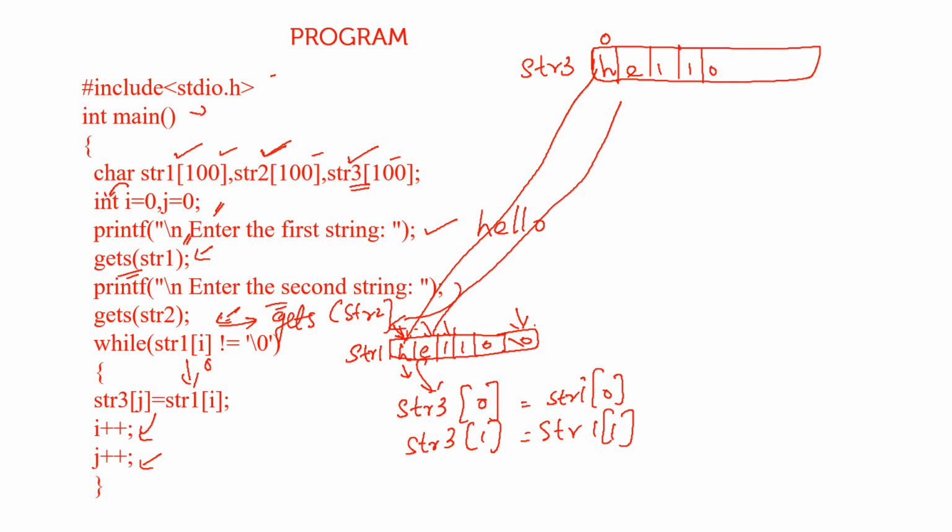So until and unless it is equivalent to your null character. 0, 1, 2, 3, 4. So till 4 this loop will work. Once it is equal to a null character, it comes out of the loop. I hope you are able to understand, right? 0, 1, 2, 3, 4. Okay. So let us see the continuation.